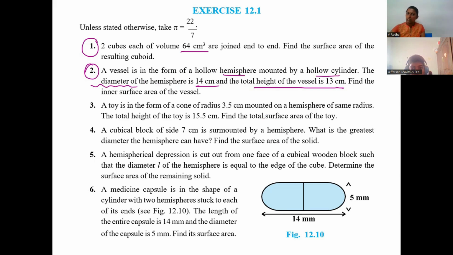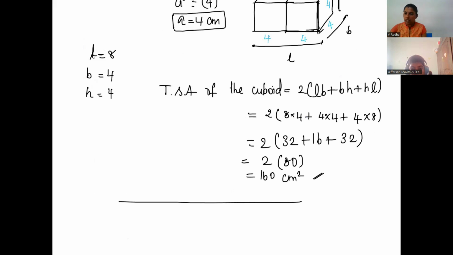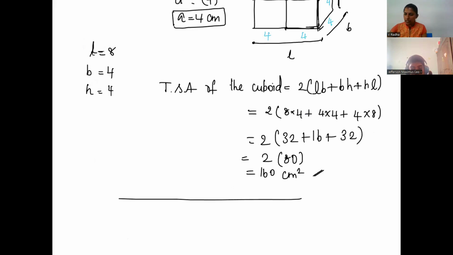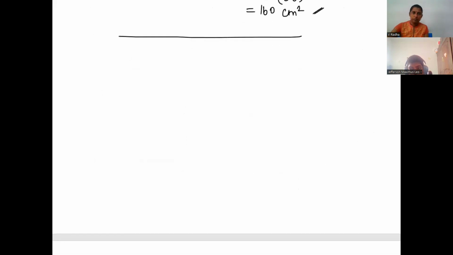Total height means hemisphere and cylinder both covered. Find the inner surface area of the vessel. That is the question. So first we draw a figure and mark every data given. Then we move to our calculation.